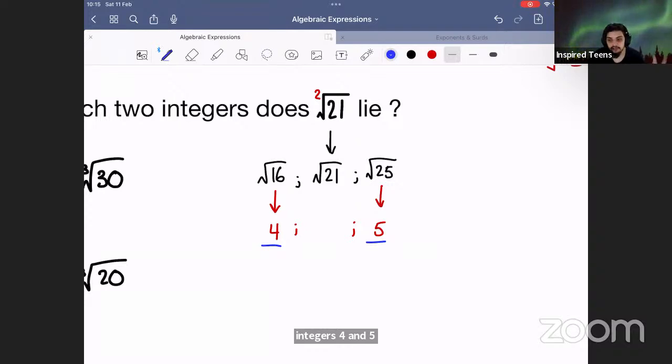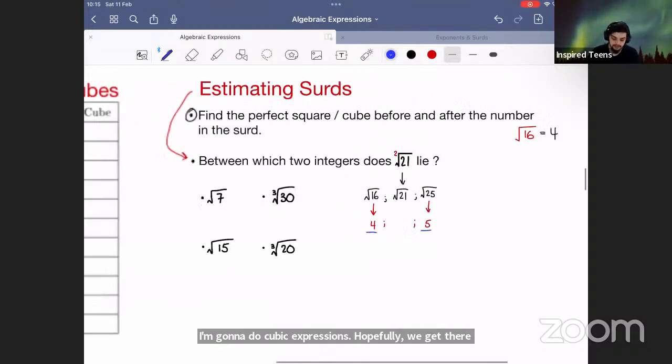Binomial starts in ATF, yes, most likely in this lesson. We're going to do cubic expressions. Hopefully we get there. Okay, so I hope that makes sense.